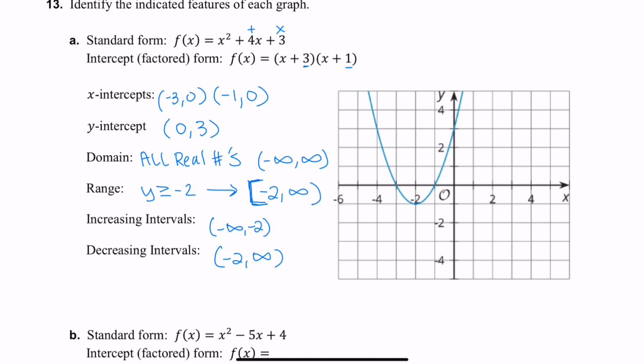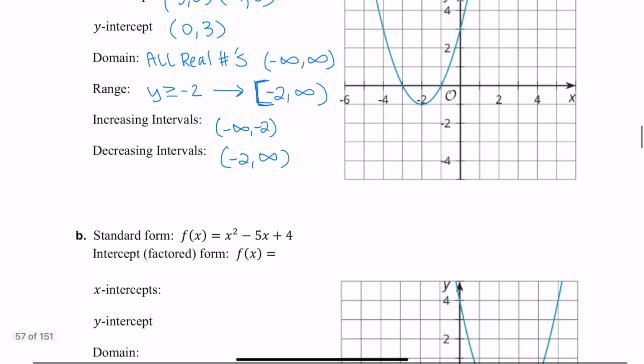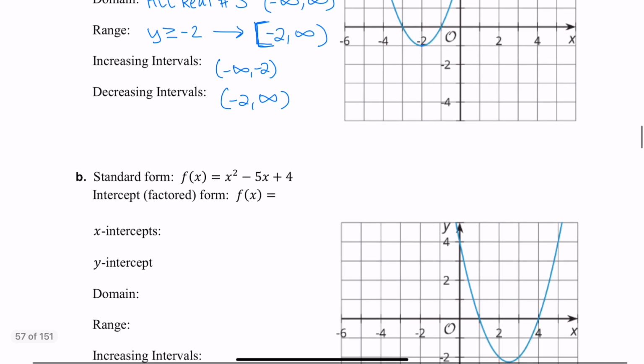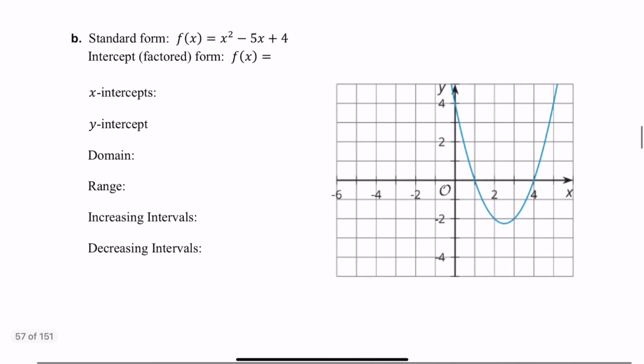Now with negative 2, this point is not increasing and it's not decreasing. It's like half decreasing and half increasing. So we're also going to put parentheses on the negative 2 because it is not included in the increasing and decreasing. Now let's look at B.